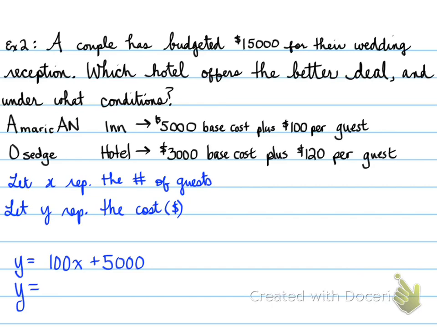That's American Inn. Osage Hotel starts with $120 per guest plus the $3,000 base fee. So there's our two equations that we need to be able to find the solution. All right, we're going to now move to the next page where we're going to graph these two equations.